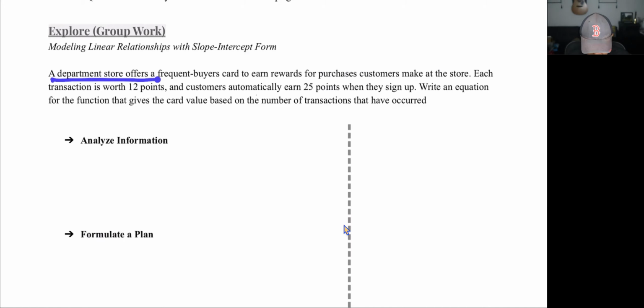The department offers a frequent buyer's card to earn reward points, right? For customers making a purchase, customers make at the store. Okay. Oh wow, that was difficult. Sorry. Each transaction. Whenever you hear the word each, what comes to your mind? Each. Another way to say that is what? It's worth 12 points per purchase.